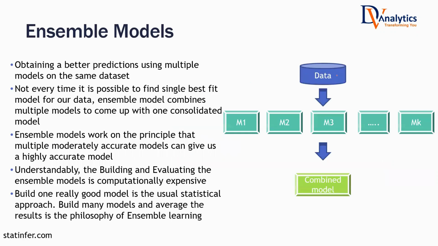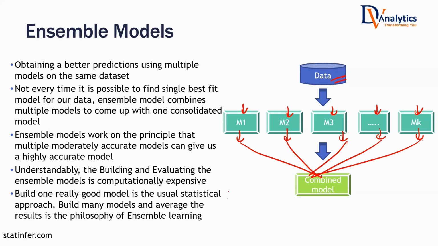What do you mean by those ensemble models? You have the data. Instead of building one model, you build model M1, model M2, model M3, model M4, and so on, model MK, and then take the predictions from each of the models. If it is a regression problem, you collate all those predictions by taking the average. If it is a classification problem, how do you find that one value as a prediction? Because 100 models will give you 100 predictions.